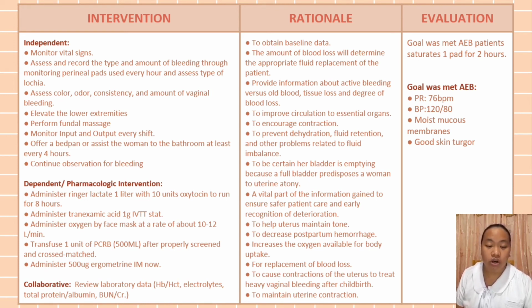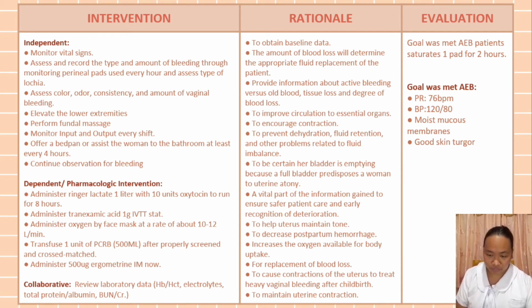Then assess color, odor, consistency, and amount of vaginal bleeding. So this provides information about active bleeding versus old blood, tissue loss, and degree of blood loss. Then elevate the lower extremities. So this is to improve circulation to essential organs, since oxygen depleted organs in lower extremities have a hard time circulating since they are moving against the gravity. So lifting your lower extremities up could help you. Lifting your lower extremities will help your circulation.